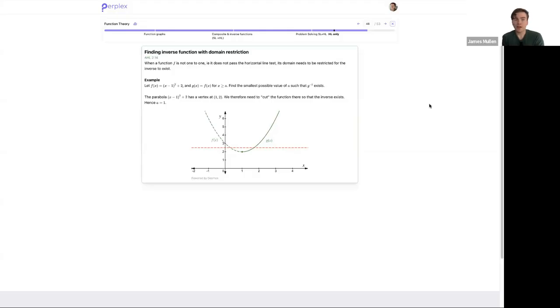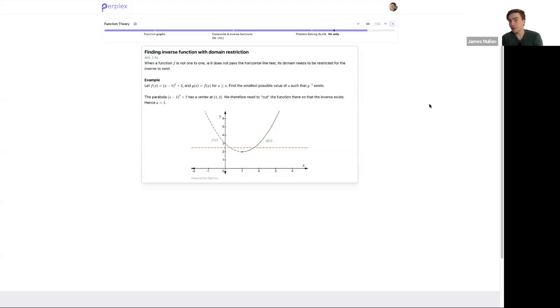So, for example, if I have f of x equals (x minus 1) all squared plus 2, and I let g of x equal f of x for x greater than or equal to a, we usually define a second function that has the restricted domain. And we want to find the smallest value of a such that g negative 1 exists. x is greater than a, so we're looking to the right.